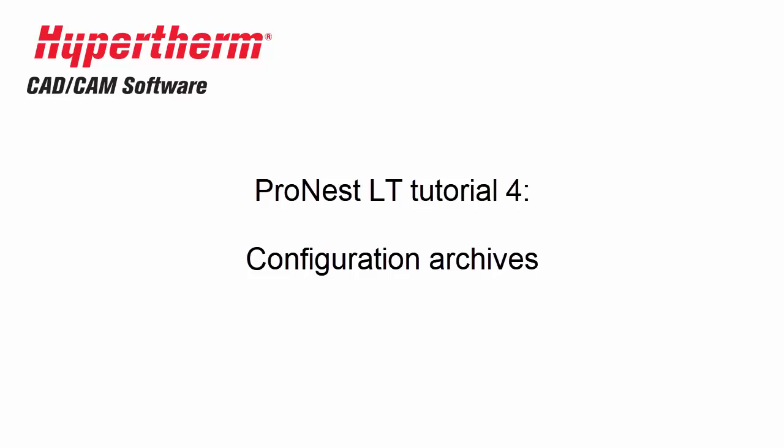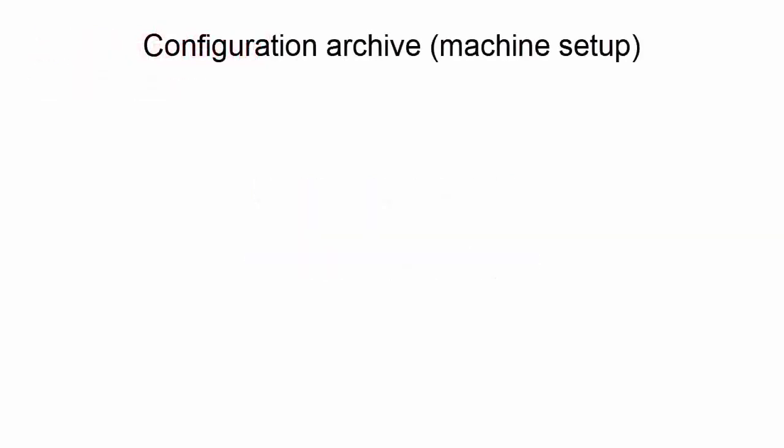In this video, we'll discuss configuration archives. During the purchasing process, we're going to need to find out information about your cutting machine. Hypertherm will then use that information to create machine-specific settings for you. This is called your machine setup or configuration archive.